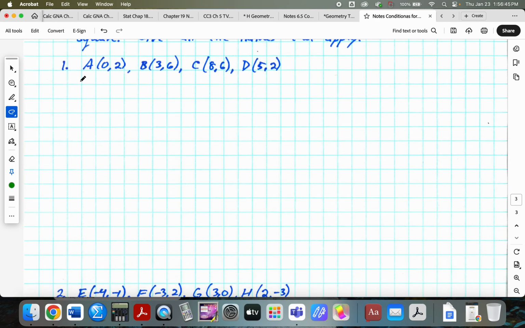These are all positive, so I only need the first quadrant. A is at 0, 2. B is at 3, 6. C is at 8, 6. And D is at 5, 2.